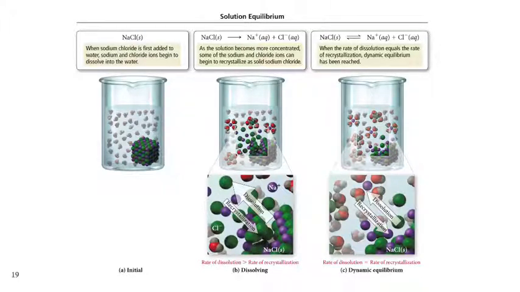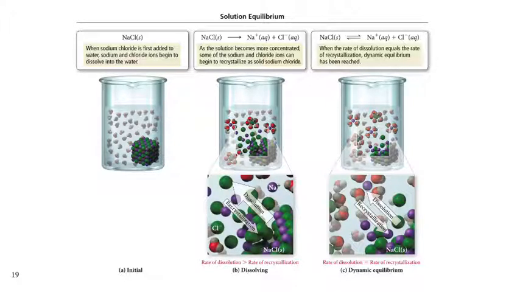So here we have this illustrated. Here's a beaker, and we've got a crystal of sodium chloride in there. There are no sodium ions or chloride ions in the water, so no recrystallization can occur, only dissolution. So this starts to dissolve. As this starts to dissolve, now we have some sodium and chloride ions present in the solution, and they're just going to be kind of cruising along.